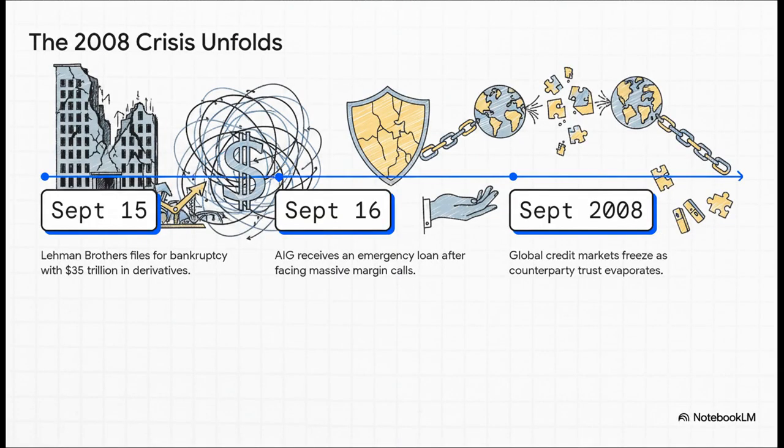When Lehman Brothers went down, it wasn't just a bank failure. It was sitting on over 900,000 derivative contracts, worth a staggering $35 trillion. Then, the very next day, AIG was on the brink of collapse. And just like that, suddenly, no one knew who was safe. The trust that holds the entire global financial system together, it just evaporated.